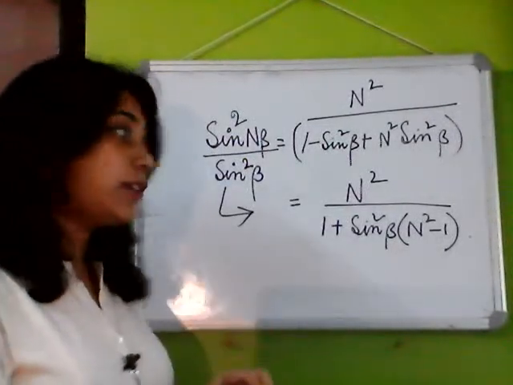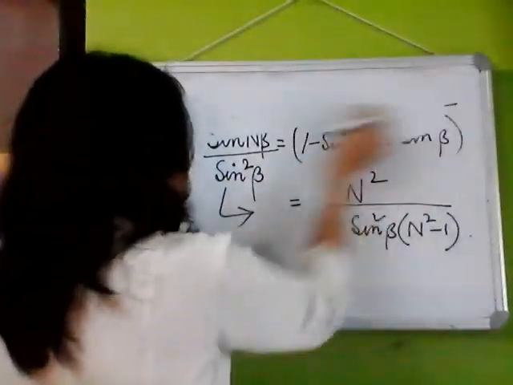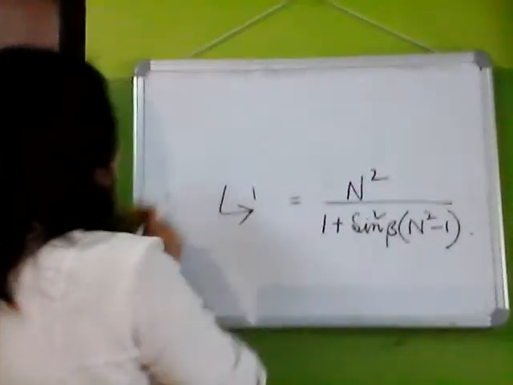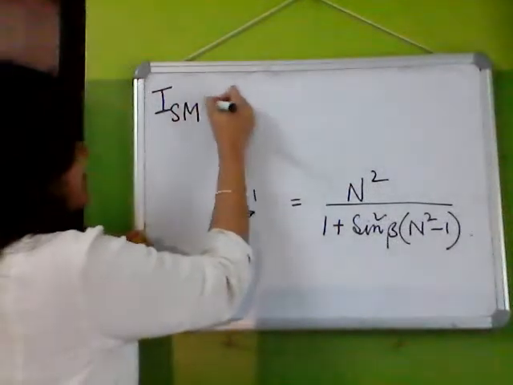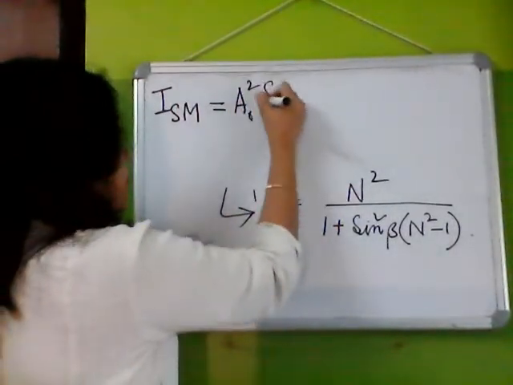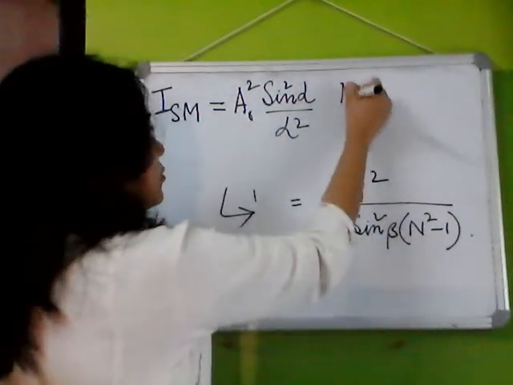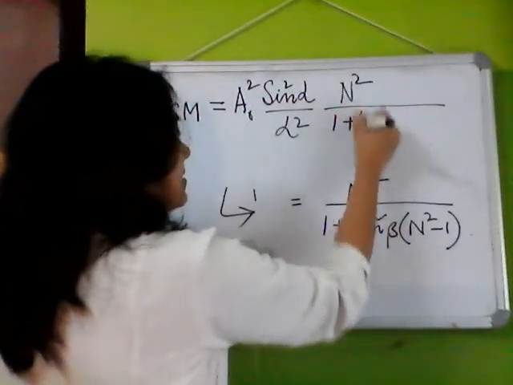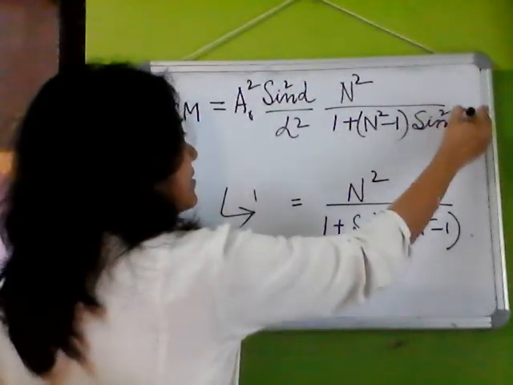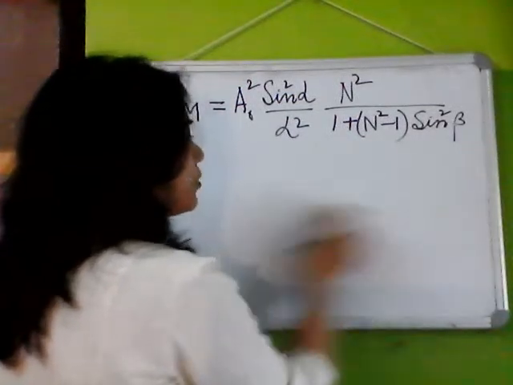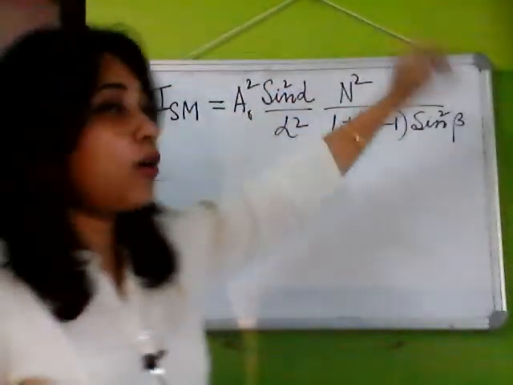When I take this particular value to my intensity distribution, what can I write? I can write the value of the secondary maxima, the intensity at secondary maxima, as A0 square sine square alpha by alpha square, n square over 1 plus n square minus 1 sine square beta. Is it okay? Is it okay with all of you? So this is the intensity due to a secondary maxima on the screen.